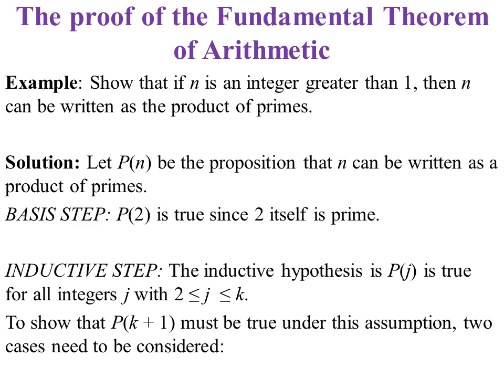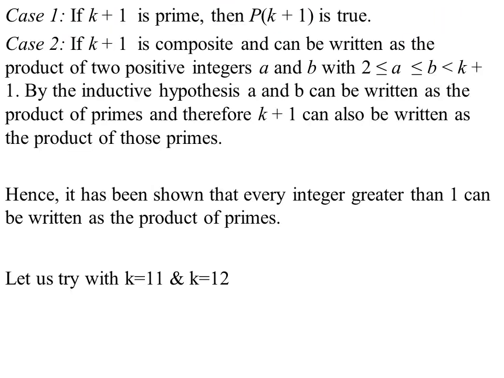In order to prove P of k plus 1, we have to consider two cases, that is, k plus 1 as a prime number and k plus 1 as a composite number. Now let us take case 1. Here k plus 1 is prime. The only factors are itself and 1. Hence P of k plus 1 is true.